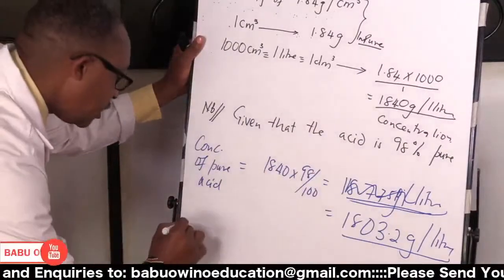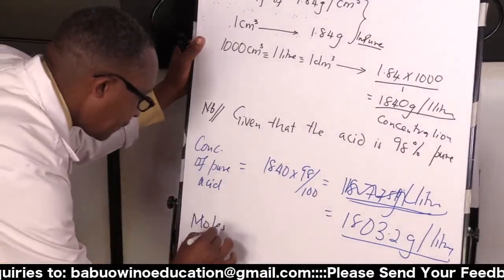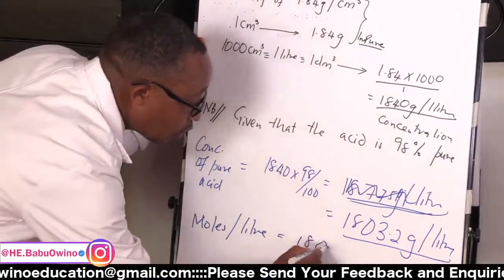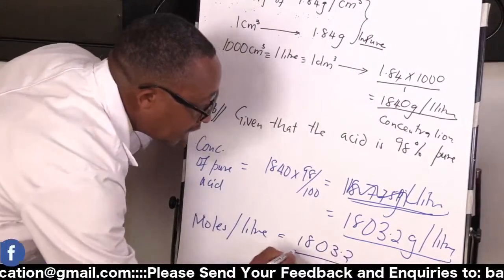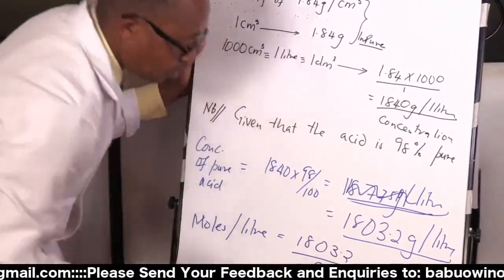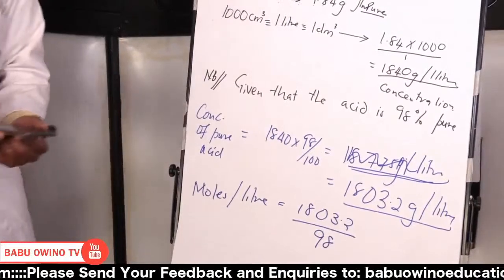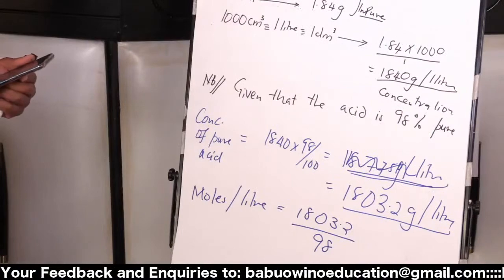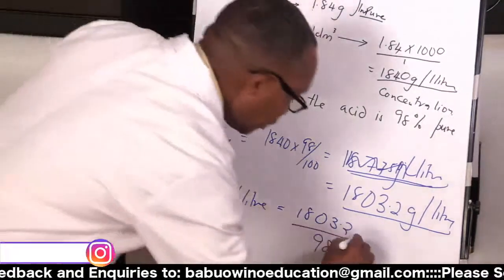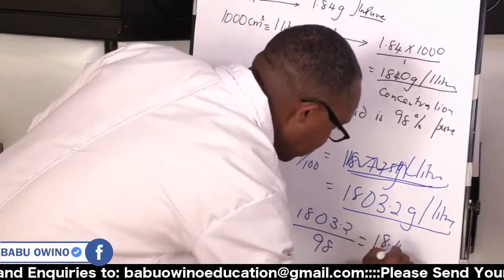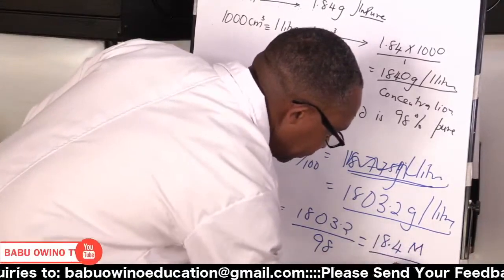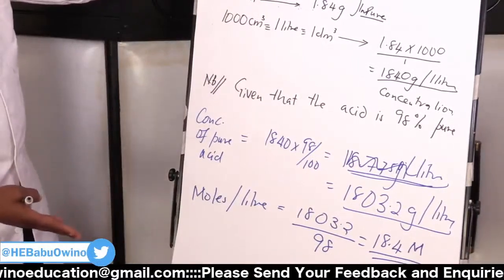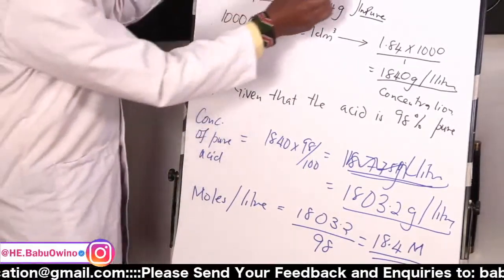So we can convert into moles per liter. This is 1803.2 now divided by 98, which is the formula mass. And let us see what this gives us. This gives us 18.4 molar sulfuric acid. So the acid, as we buy it from the shops, we will be given the density on its label.